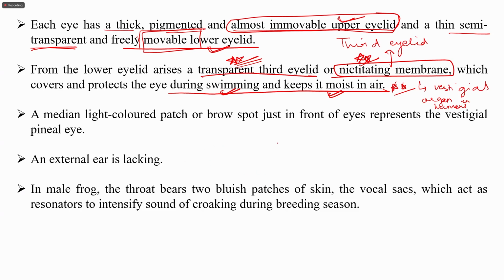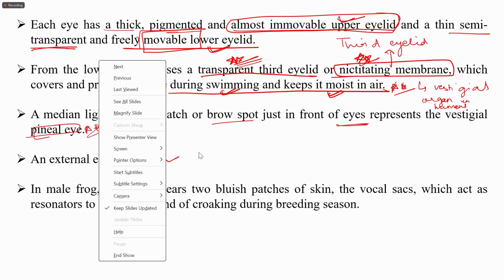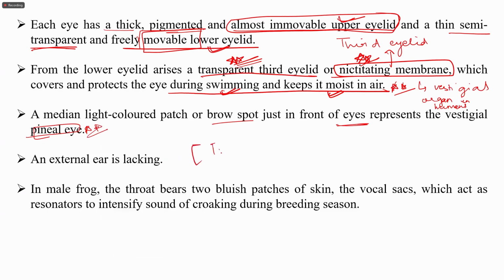A median light-colored patch, the brow spot, just in front of the eyes represents the vestigial pineal eye. So in frogs also a vestigial eye, the vestigial pineal eye, is present. The external ear, as I mentioned, is lacking. They have a tympanum, that is the eardrum, that receives the sound waves. But as such, the external ear is lacking.